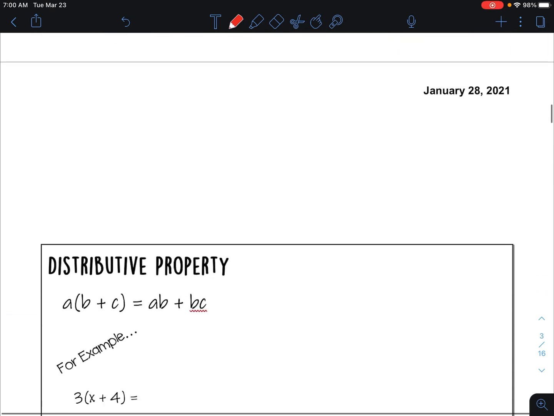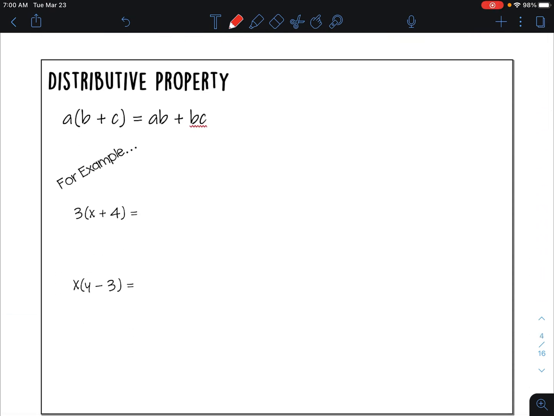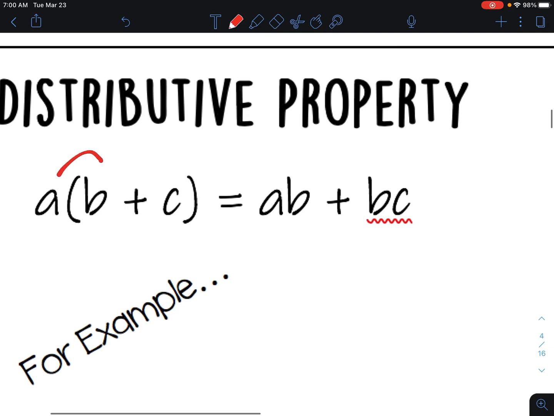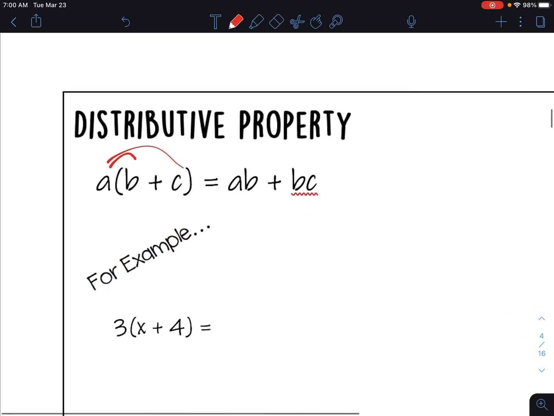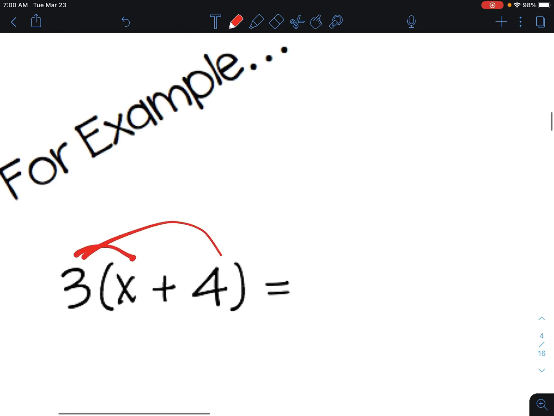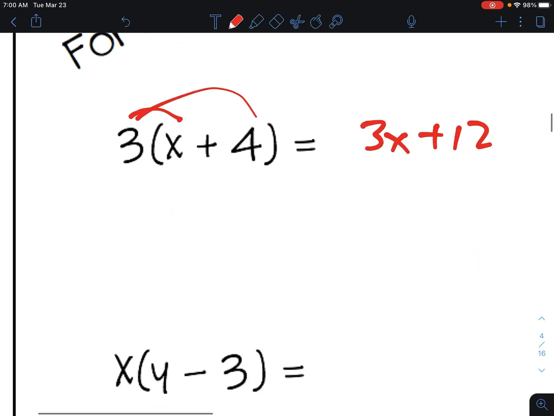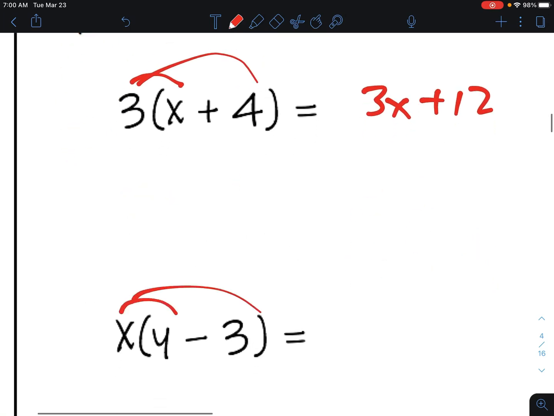One more property here, and that's the distributive property. If we have parentheses and you need to multiply through, that is the distributive property. So if you're going to multiply a number through, our justification would be the distributive property.